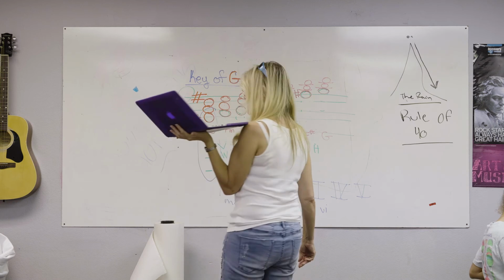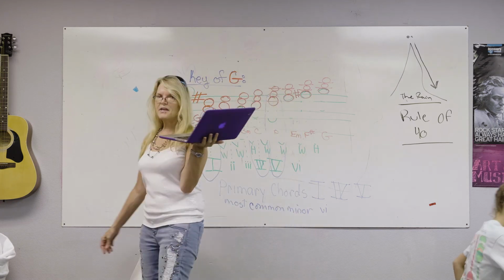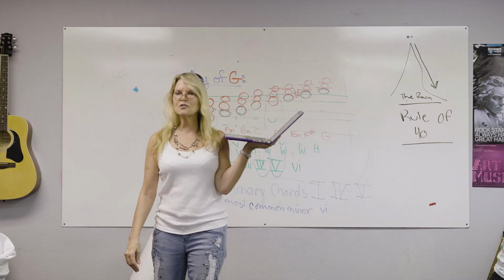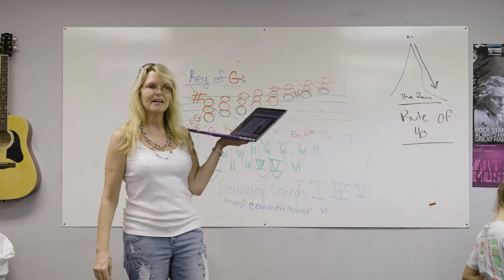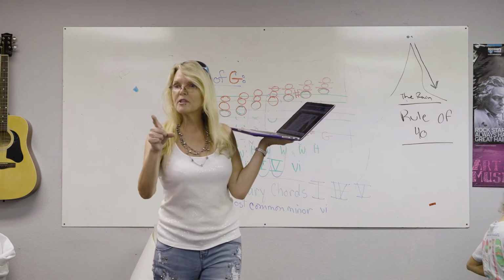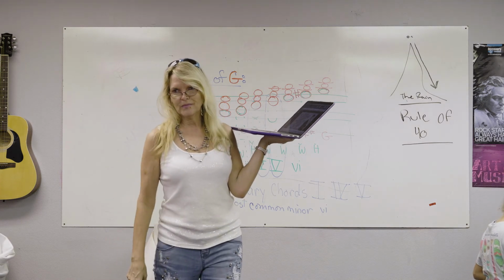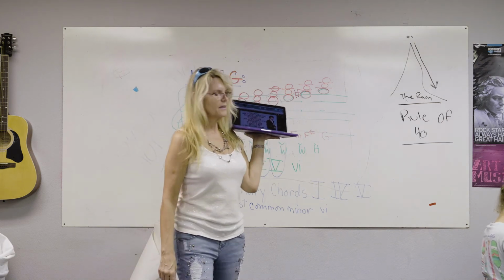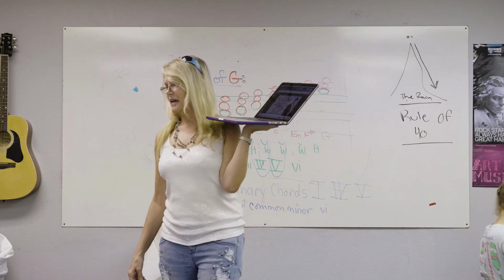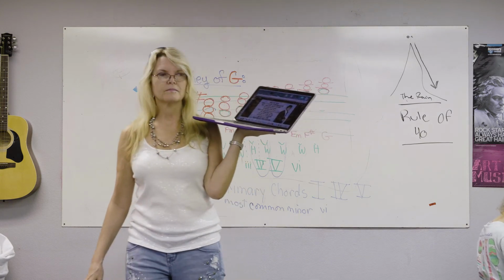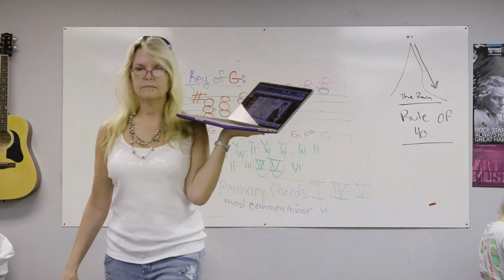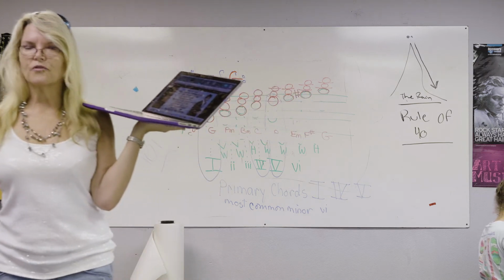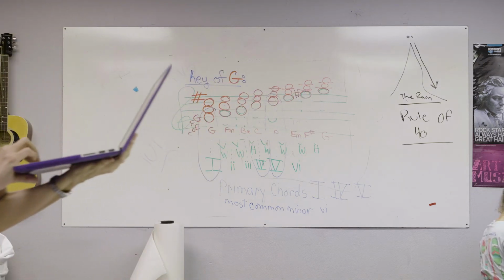To the 6, which is E minor. And then the 4, just like Heart and Soul, but we're in the key of G. Here's your D. Don't forget your F sharp in the middle. G. And C. D. Don't forget your F sharp. All right, okay.